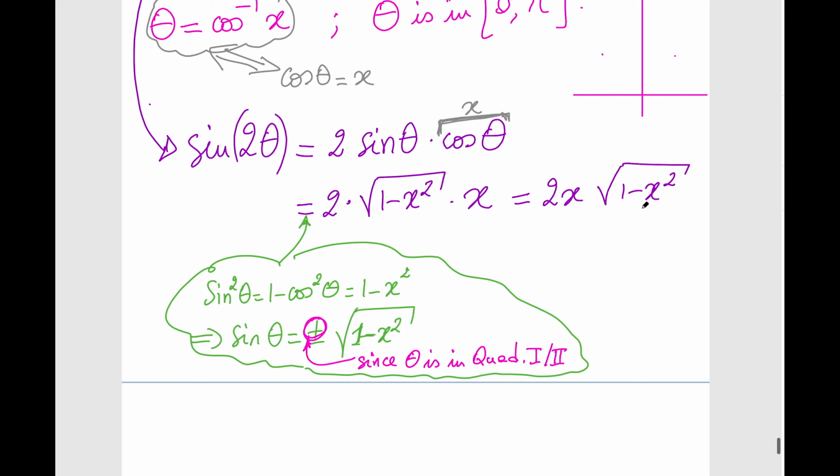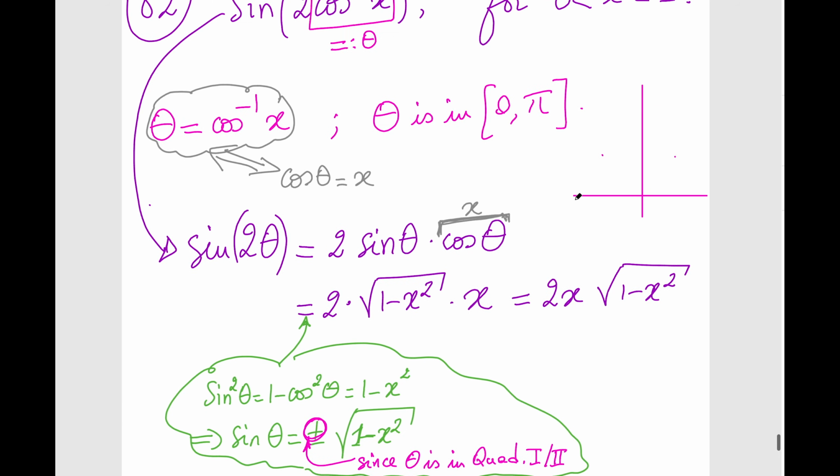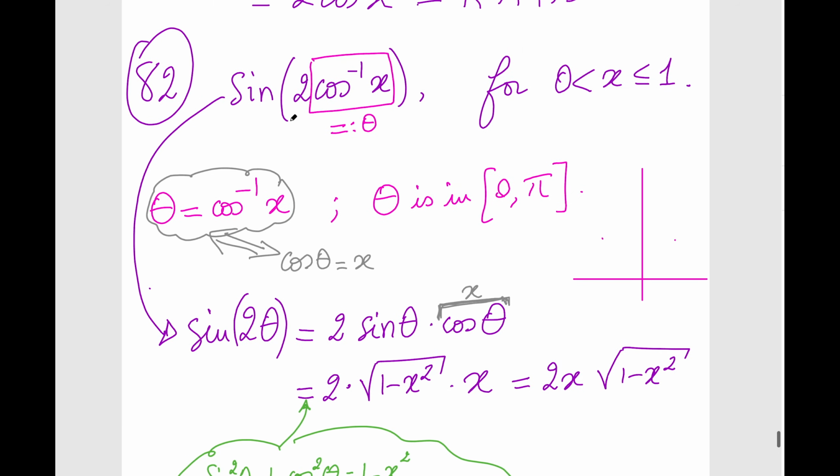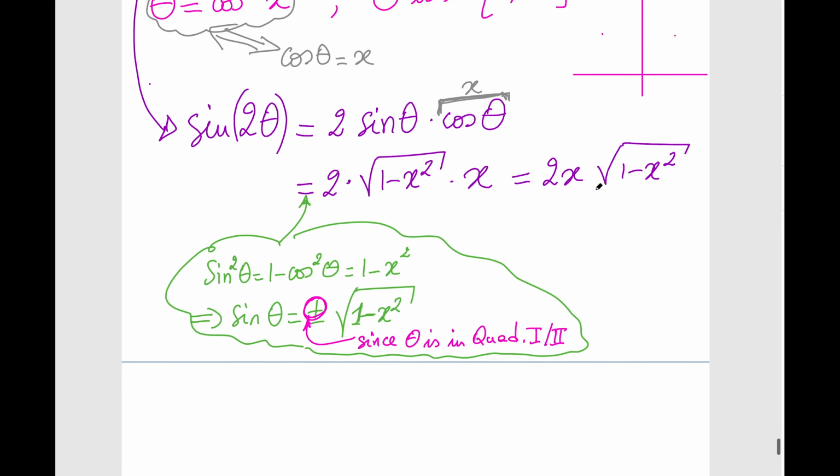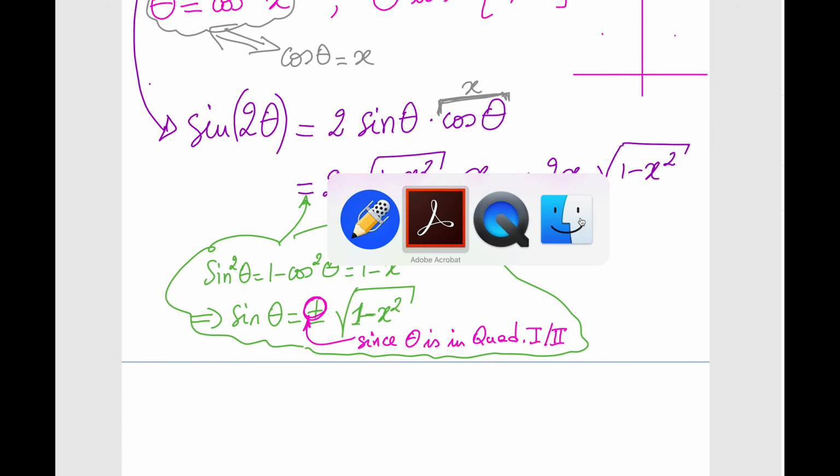All right, so this is the algebraic expression that represents this expression. This is a trig expression. And this answers the question, right? Okay.